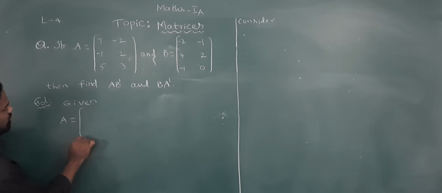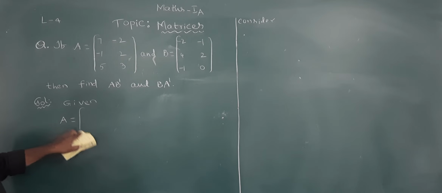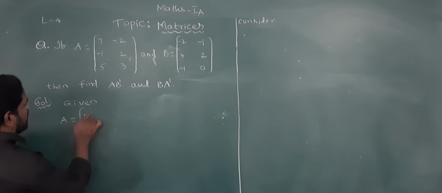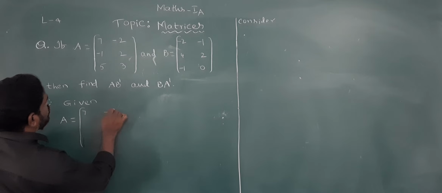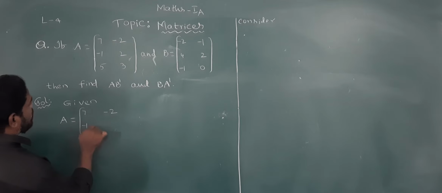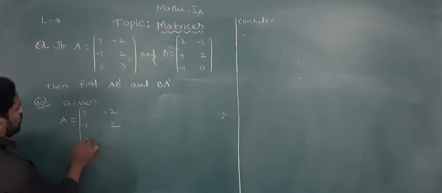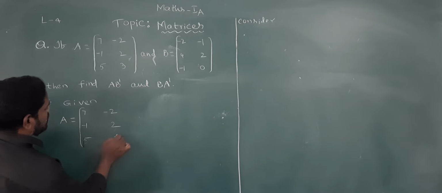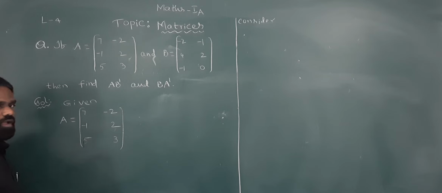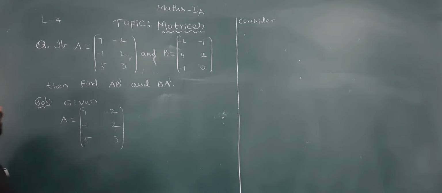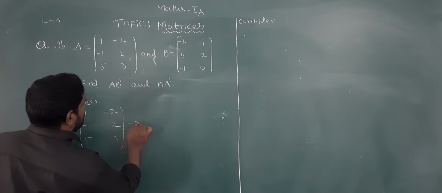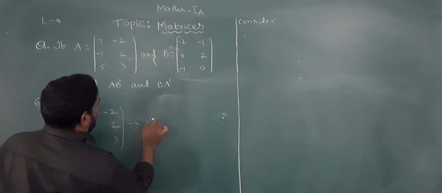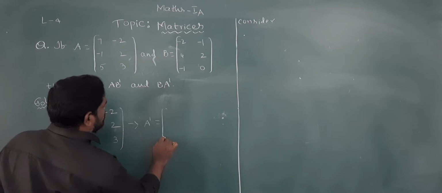Given A equals the matrix with rows 7, minus 2 and minus 1, 2 and 5, 3. Understand? With the help of this matrix, we are going to find A transpose.